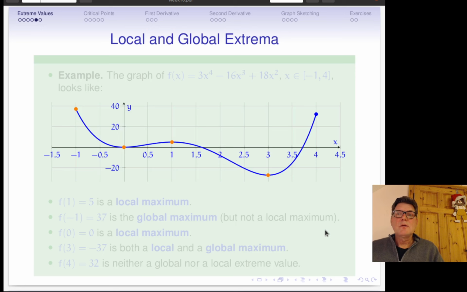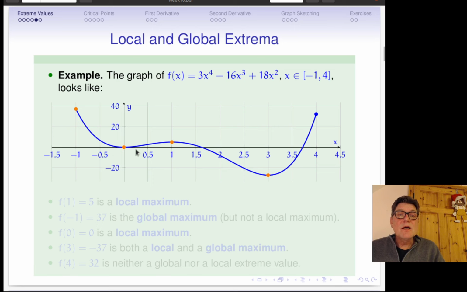In this example, we see how local and global extrema coexist. This is the graph of the function f of x defined as 3x to the 4 minus 16x cubed plus 18x squared, where x runs over the closed interval from -1 to 4. And again, I've indicated the extreme values through orange dots. Again, you see 3 local extrema, one at 0, one at 1, one at 3.